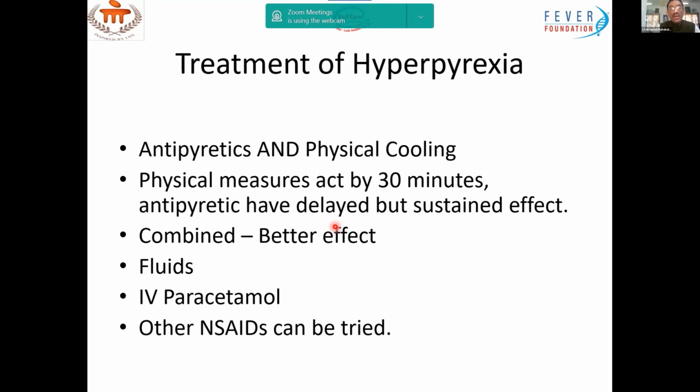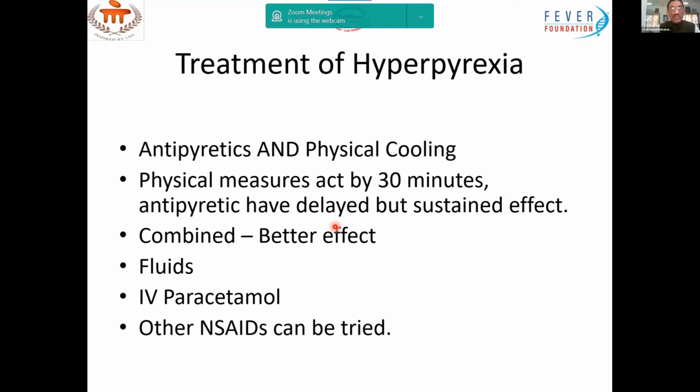Once you have diagnosed, the treatment is quite easy. In the sense, the principles of treatment are antipyretics and physical cooling. It is not either antipyretics or physical cooling. It is antipyretics and physical cooling. Physical measures will reduce the temperature by about 30 minutes, but antipyretics will have a slightly delayed but sustained effect. Only when it's combined, you see better results.